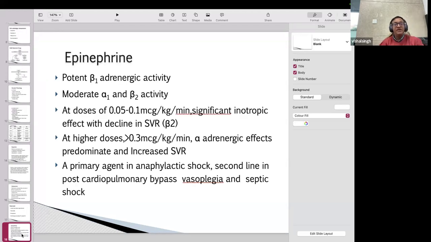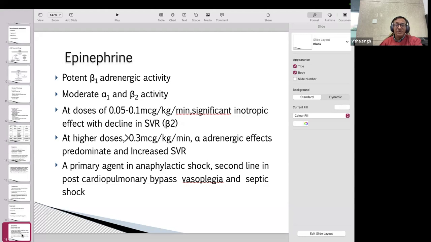Epinephrine has a potent beta 1 adrenergic activity with moderate alpha 1 and beta 2 activity. At doses of 0.05 to 0.1, you have significant inotropic effects with a slight decline in SVR, but at higher doses, it's a very strong vasoconstrictor. Besides, the tachycardia is again a huge deterrent. As somebody may be noticing, I'm always mentioning tachycardia as a deterrent because in every sick patient, while titrating inotropes and vasopressors, if you allow the heart rate to go very high, you will lose all the benefit.